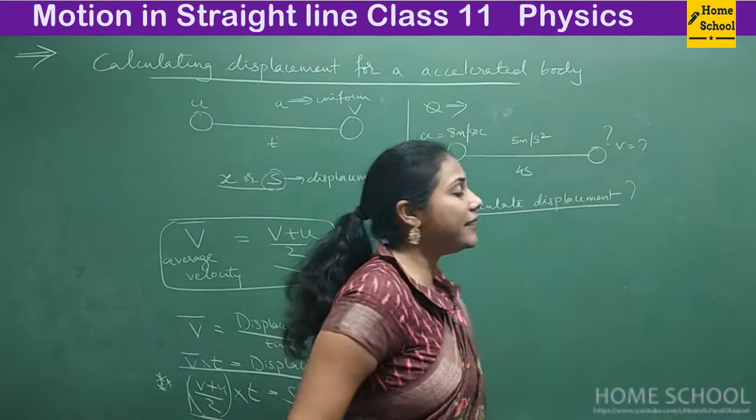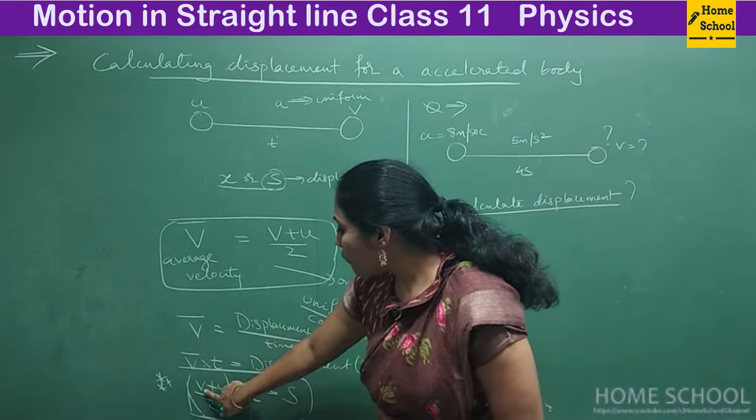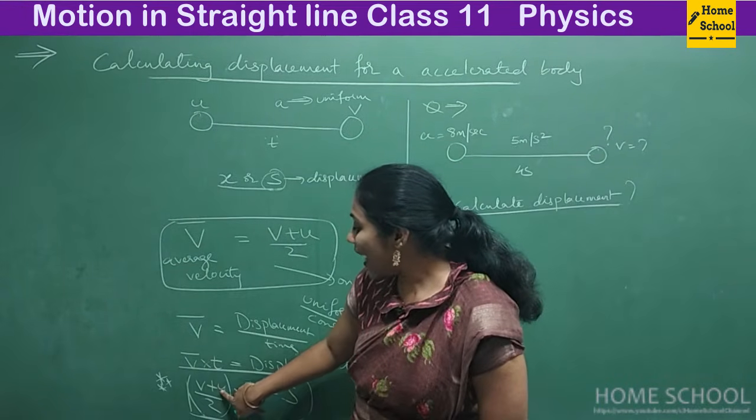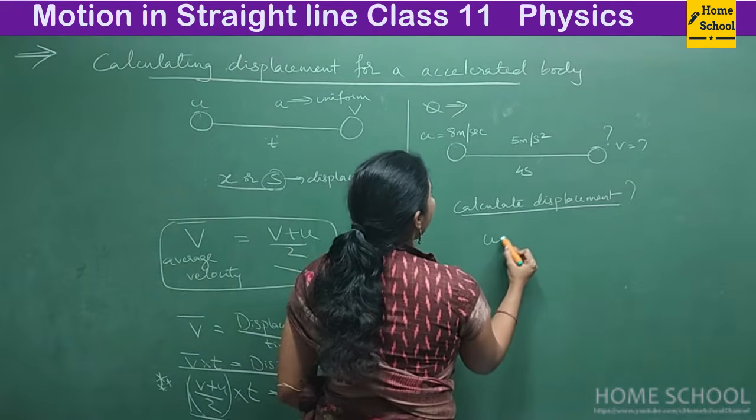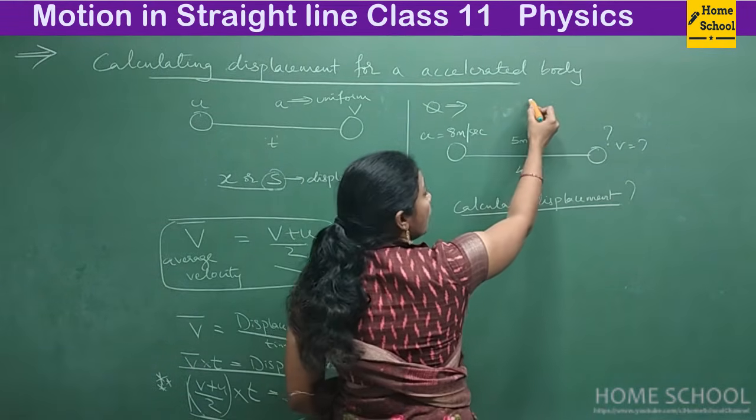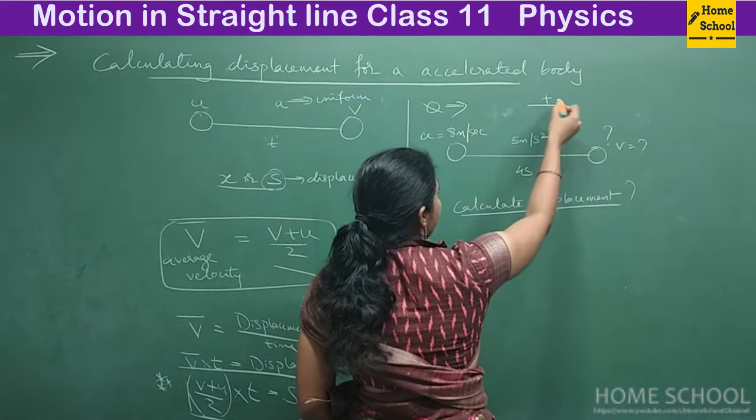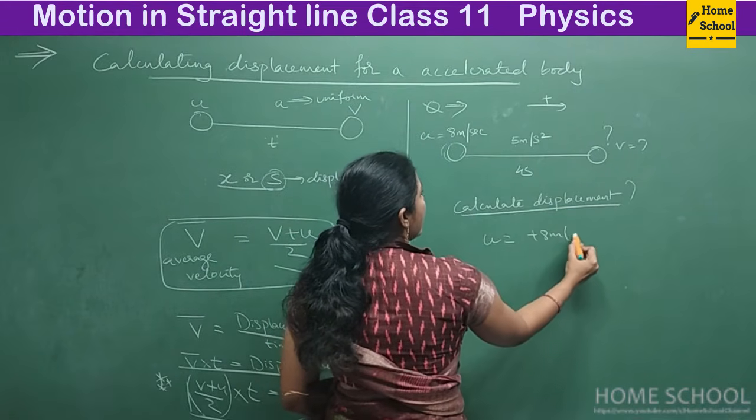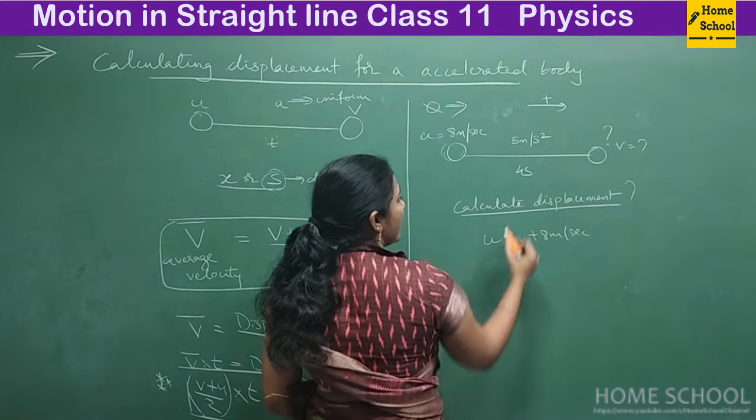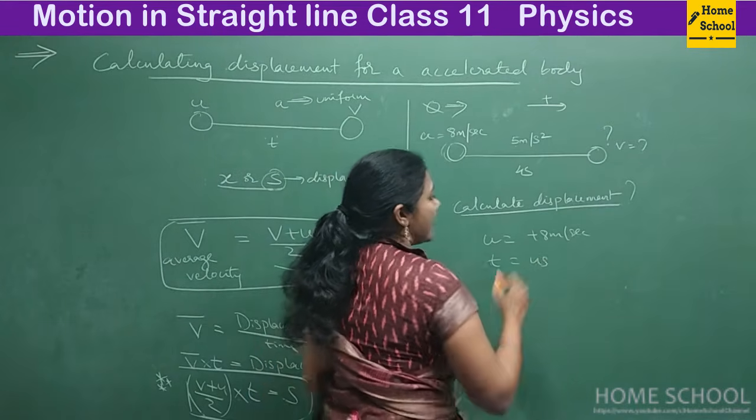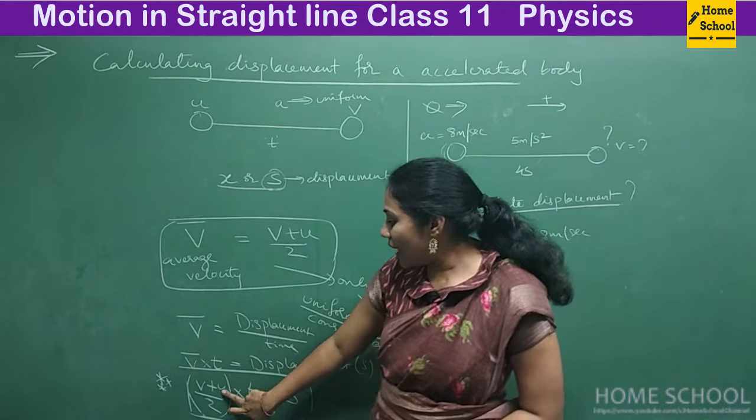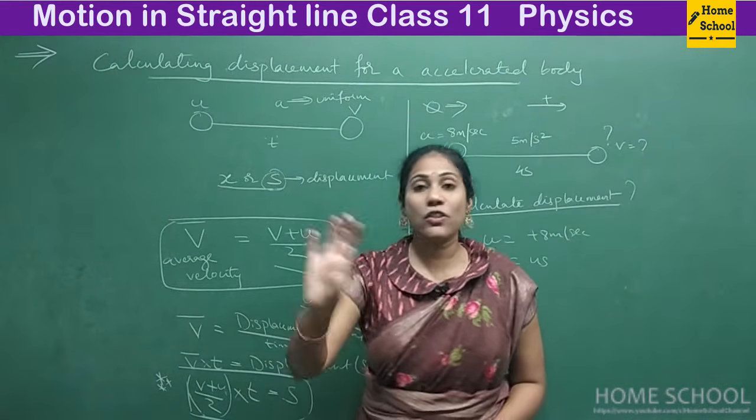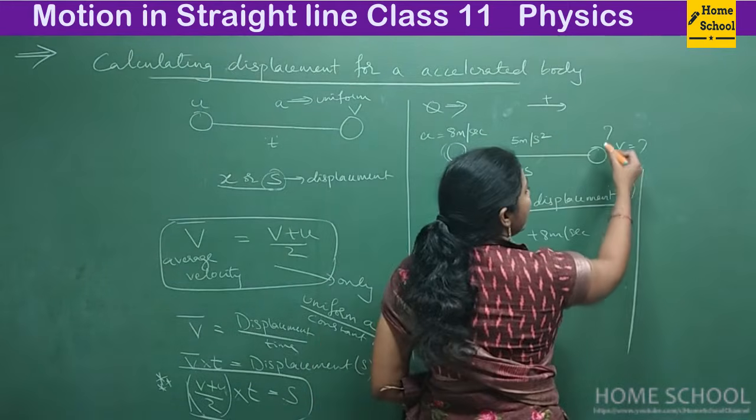So for displacement, we have a formula (v + u) by 2 into t. So here we have the u value. What is the u value? Always think over the directions. So if this is moving in this direction, it's considered as positive. Yes, u value is plus 8 meter per second. Time is equal to 4 seconds. For our formula we want u value, time and v value. U value is there, t value is there, but v value is not there. So first you need to calculate v.